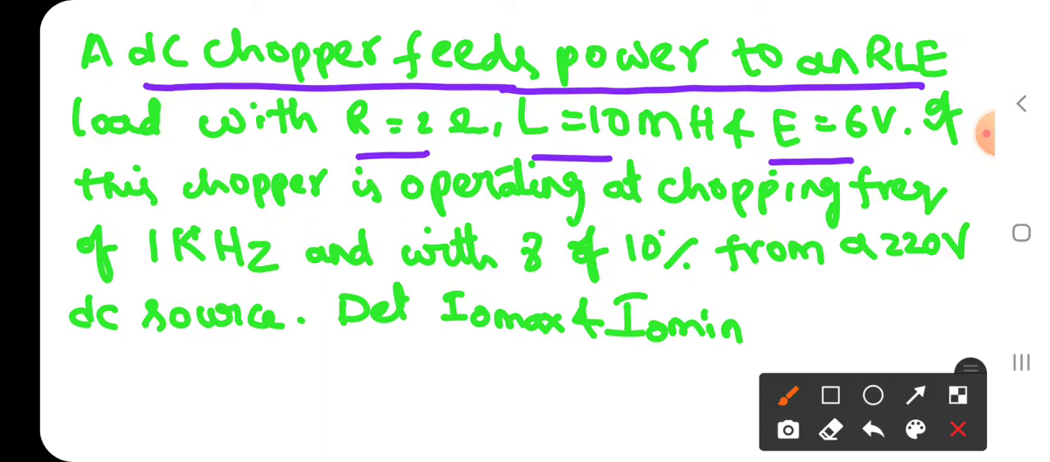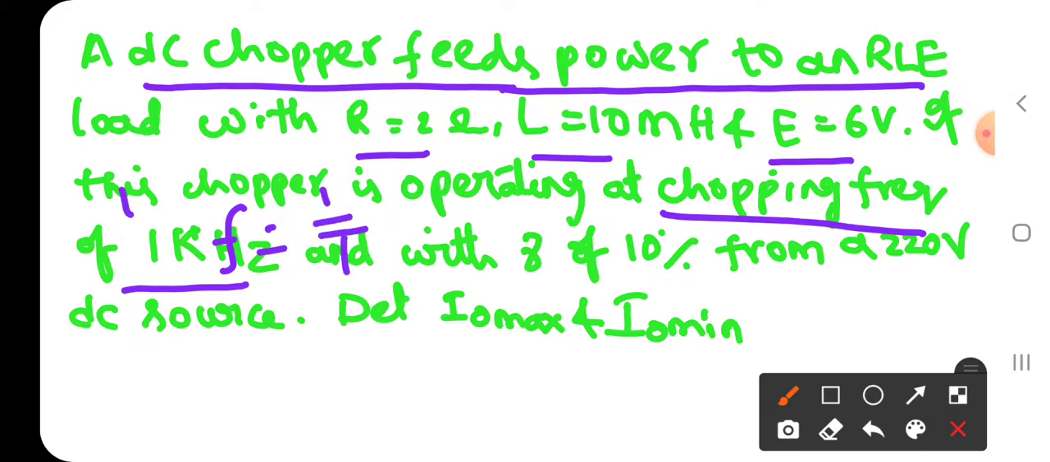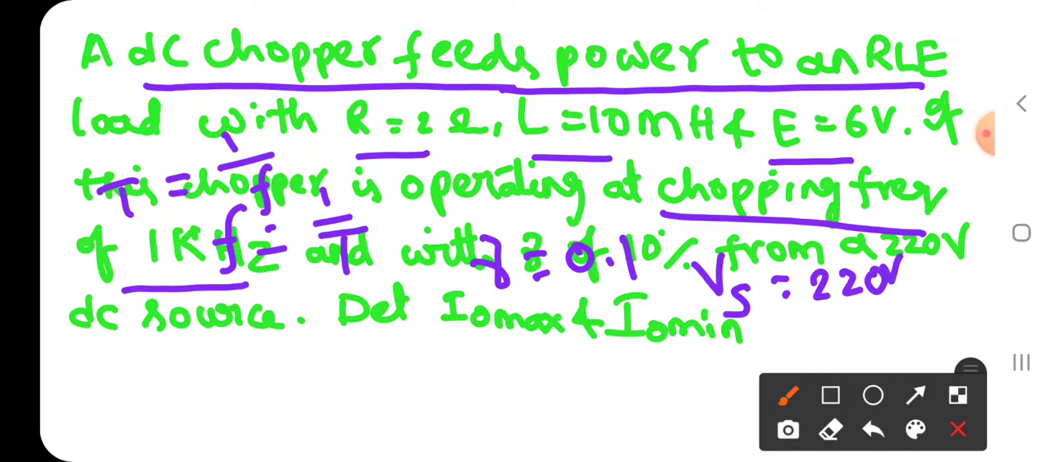If this chopper is operating at a chopping frequency, he has given the chopping frequency. Chopping frequency means f is equal to 1 by T, so indirectly he has given the total time period. Total time period is equal to 1 by f, which is 1 by 1 kilohertz, that means 1 millisecond. With a duty cycle of 10%, that means gamma is 0.1. From a 220 volts source, that is, Vs is equal to 220 volts. Now you need to find IO min and IO max.